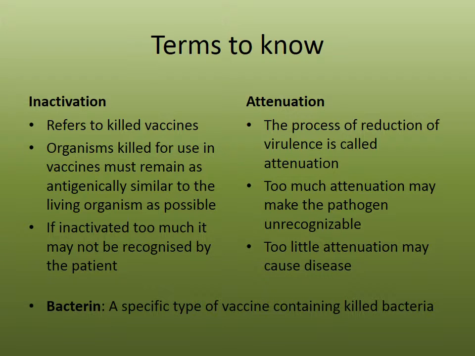Attenuation is the process of reduction of virulence. So a live organism has a certain virulence, which is its ability to cause disease, right? So by attenuating it, we alter that ability to cause disease and hopefully make it basically zero. That's what we do with an attenuated vaccine. But again, too much attenuation, too much alteration might make the pathogen unrecognizable and make it useless as a vaccine. Too little attenuation, and herein lies the problem, may cause disease.